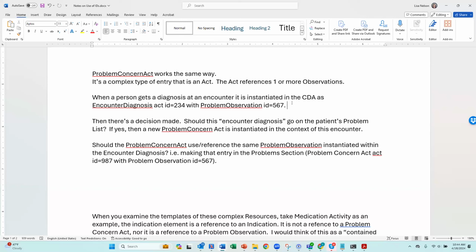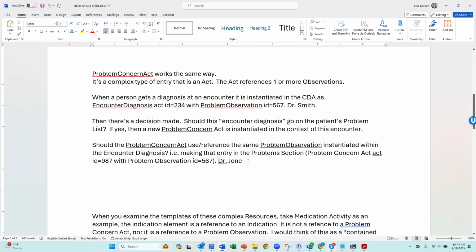I'm going to make this problem a little bit complicated and see if you guys change your mind or not. So this is Dr. Smith, who saw the patient here. And now I go back to my primary care physician, who is Dr. Jones, and they put the problem on the problem list. Do you still agree that these are the same thing?